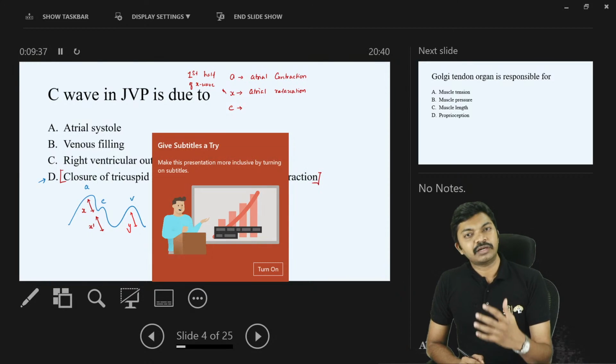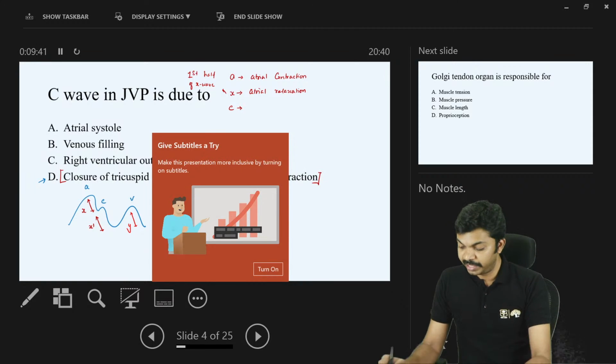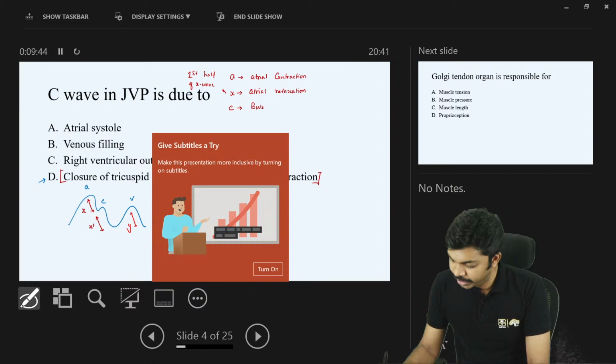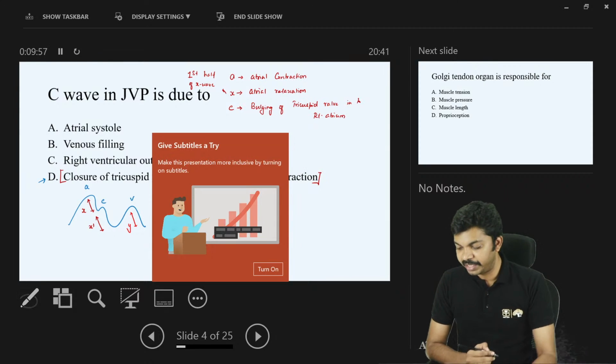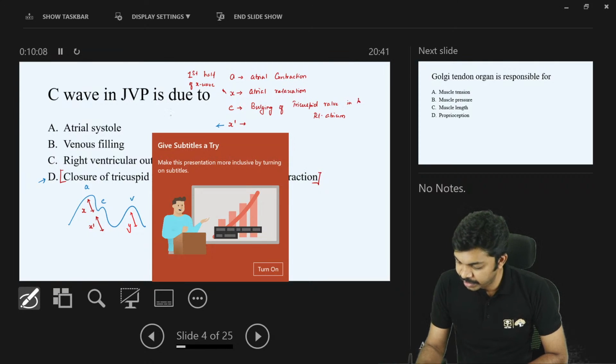At that point, tricuspid valve not just closes, it even gets bulged into right atrium. So we can clearly see bulging of tricuspid valve into right atrium. That's C wave. And we have X dash, which is nothing but second half of X descent. X dash is second half of X descent.